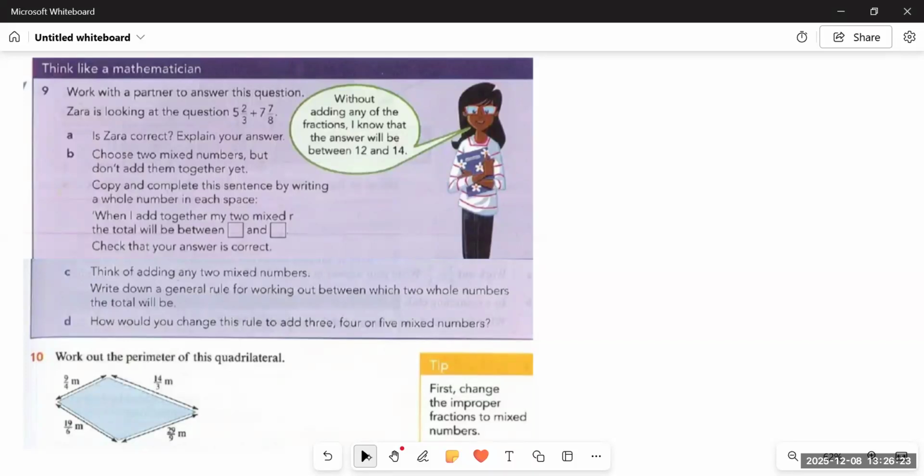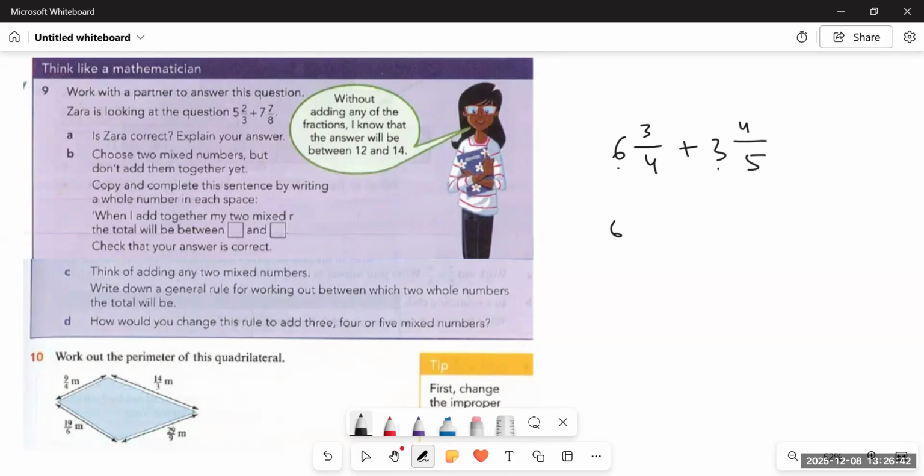Okay, so we can take any two random numbers, and we will give the answers. Like if we have, for example, 6 whole 3 over 4 plus 3 whole 4 over 5. So my answer will be 6 plus 3 is equal to 9.